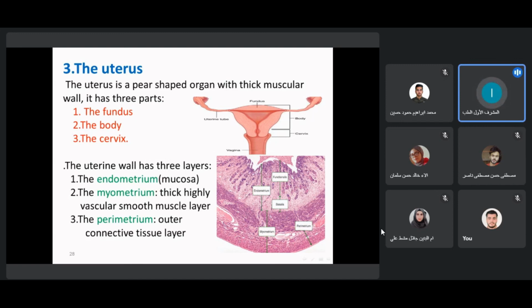The mucosa layer, the endometrium, is divided into 2 parts. The outer superficial layer called the functional layer, and a smaller basal layer here. The functional layer, the major part of the endometrium, is the part of the mucosa that will be sloughed and shed during the menstruation, while the basal layer is preserved, it's not shed, and presents a site for regeneration and replacement of the shed functional layer.